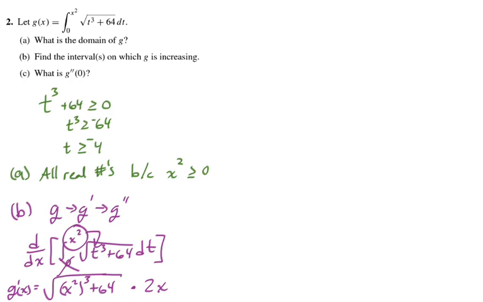Once we got g prime, we can take that result and set it equal to 0 so we can find critical points. So we have 2x times the square root of x to the 6 plus 64. I got x to the 6 because of right here, x squared raised to the third power. You just take the 2 and the 3 and multiply them together. And I'm going to take this and set it equal to 0.